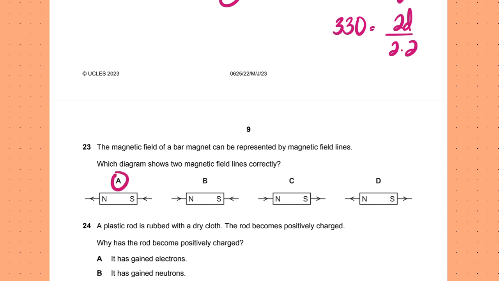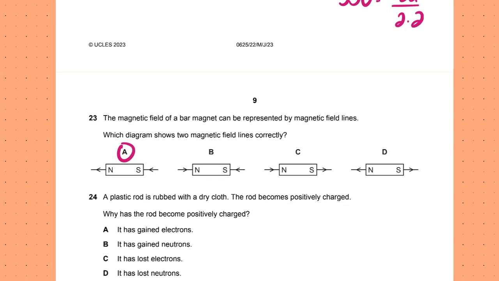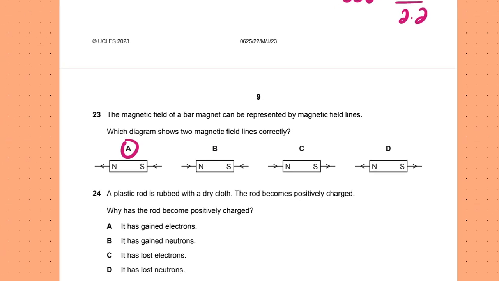A plastic rod is rubbed with a dry cloth. The rod becomes positively charged. Again, read between the lines. This means that if the rod becomes positively charged, the cloth becomes negatively charged, right? So the cloth gains electrons, the rod loses electrons. So the rod has lost electrons.